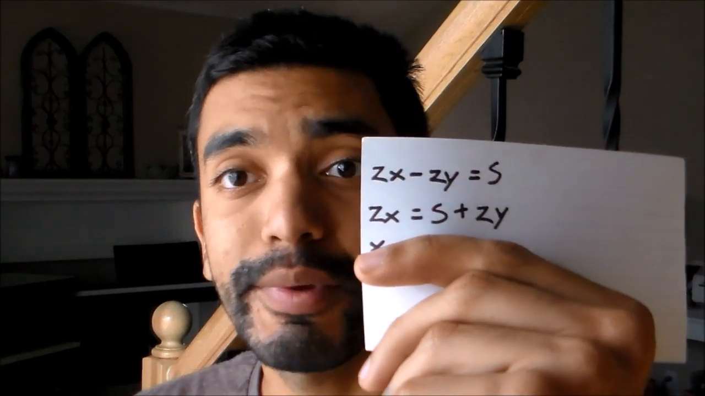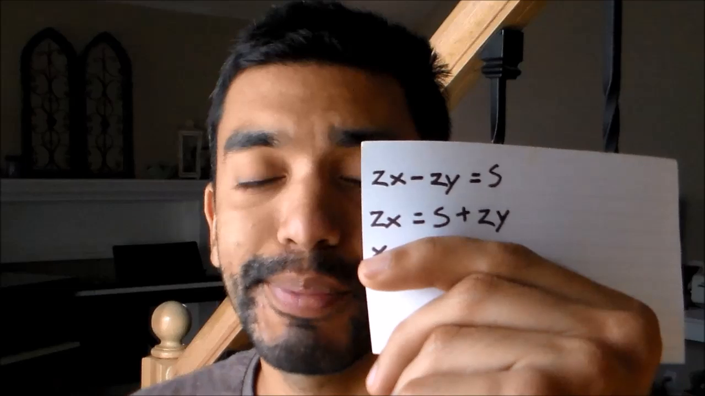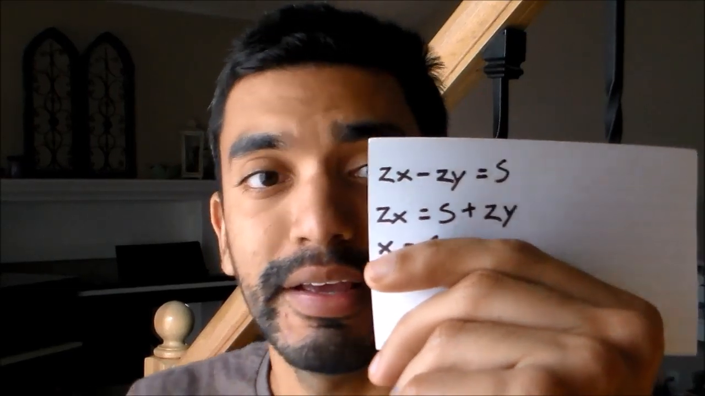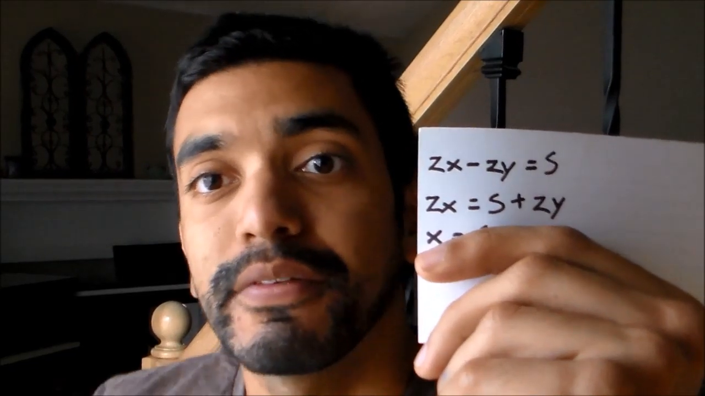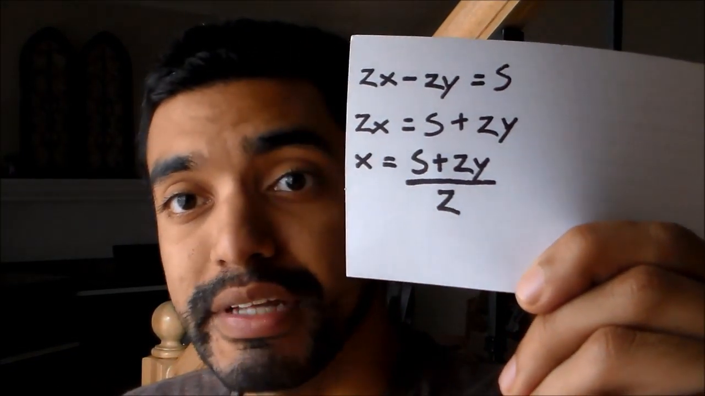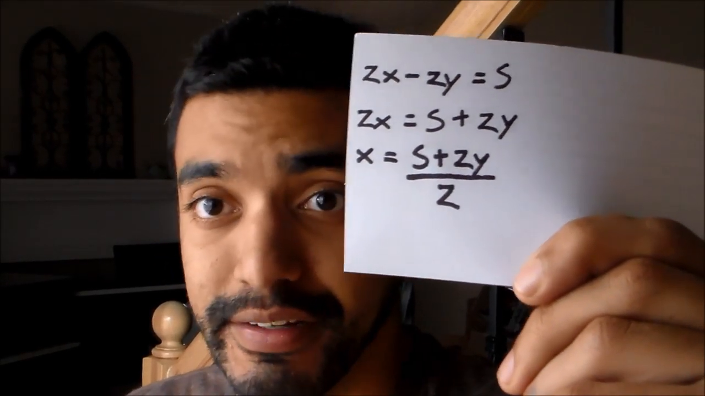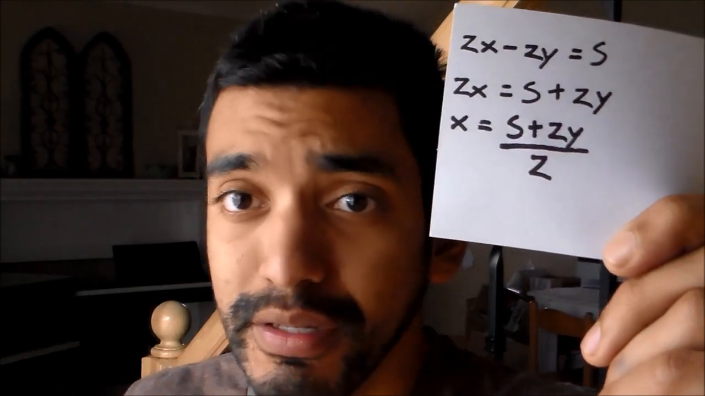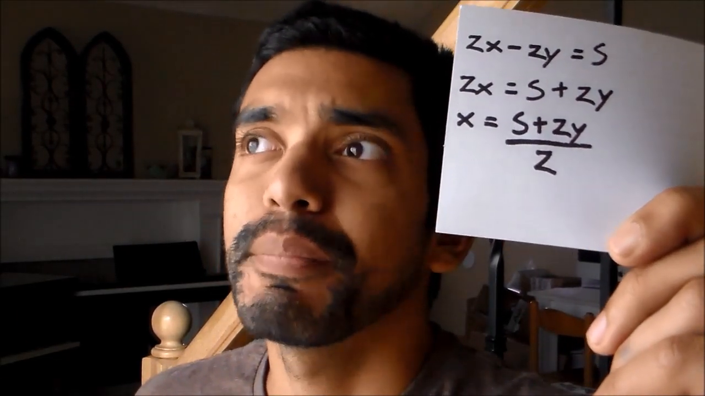We're almost there. We almost have X by itself, but in order to do that, we have to divide both sides by Z. That will eliminate this Z right here and get X by itself. So what comes next is X equals S plus Z times Y, all over Z. And that may be the question they're looking for, or that may be the answer. It depends on what the question is asking you guys.